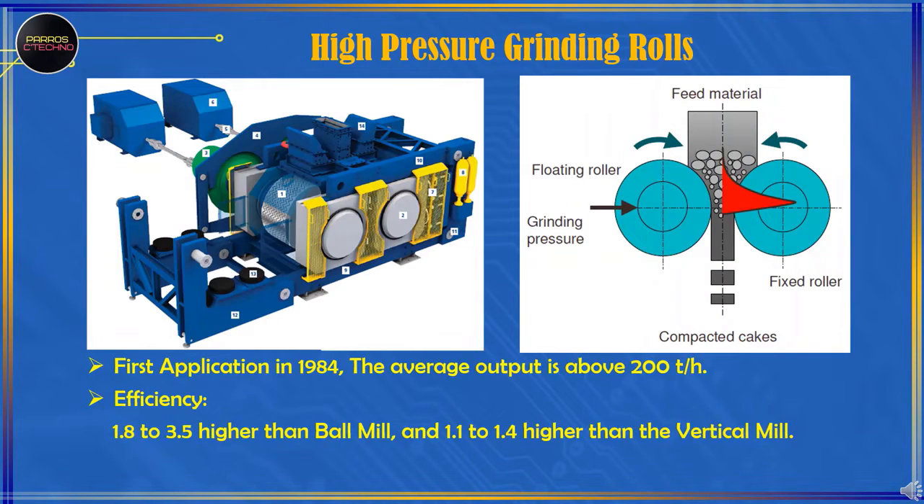High-pressure grinding rolls consist of 2 rollers, one static roller and a moving roller, meaning that it can be adjusted. Both rollers rotate at the same speed, in opposite directions. There are several types of roller press, depending on the manufacturer and production capacity. The high-pressure grinding roller was first applied in 1984, and average production can reach more than 200 tons per hour. Efficiency is 1.8 to 3.5 times higher than a ball mill, and 1.1 to 1.4 times higher than a vertical roller mill.